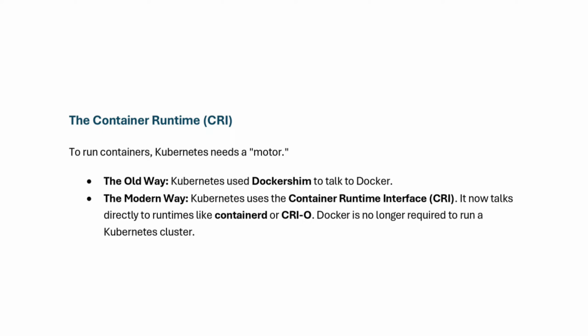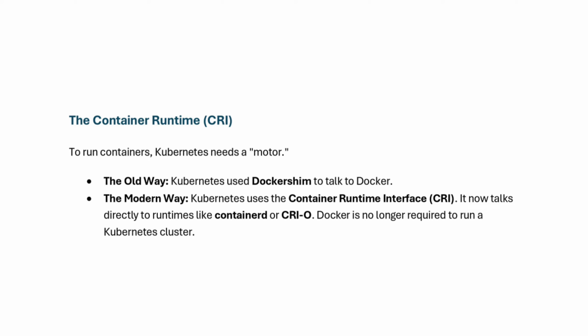The container runtime, CRI. To run containers, Kubernetes needs a motor. We know that the smallest unit in Kubernetes is pods. So simply, pods are the wrapper over the container. So there is still the concept of containers in Kubernetes, which means containers are still present inside the pod. So if there is a concept of containers, there must be a concept of container runtime. Container runtime makes sure containers are running. If there is no container runtime specified, a container would not run.